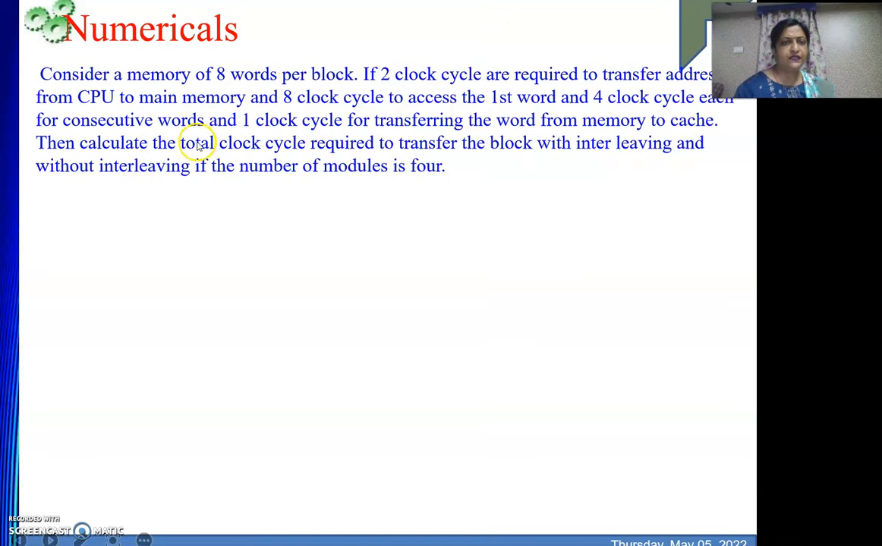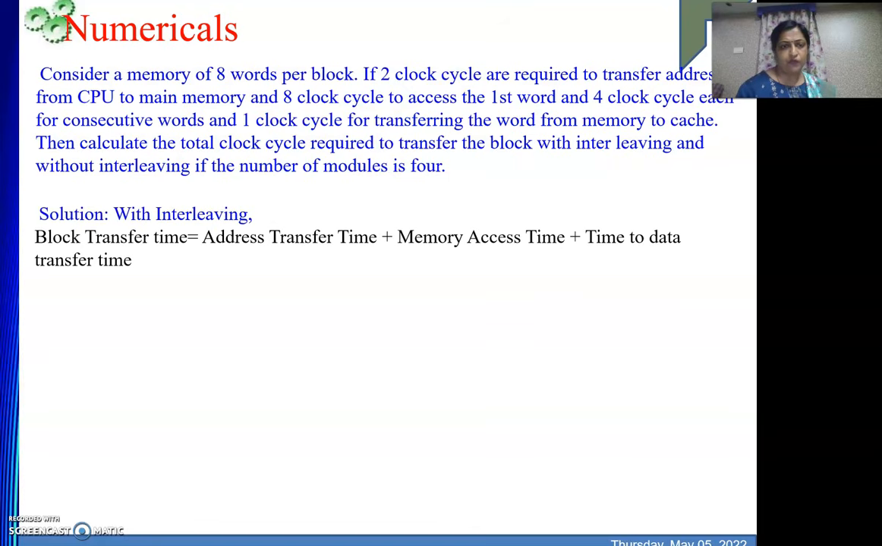Then calculate the total clock cycles required to transfer the block with interleaving and without interleaving if the number of memory modules is 4. In our last numerical, the number of modules was 2. One was holding even addresses, one was holding odd addresses. This time we have been given 4 memory modules.